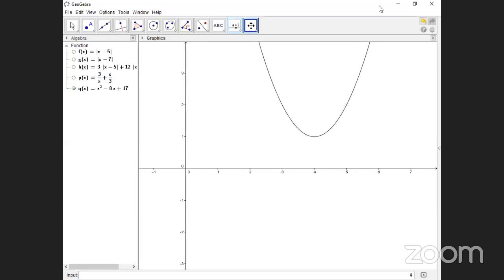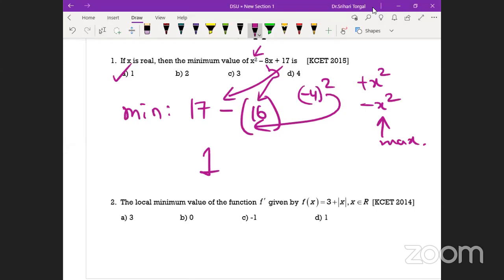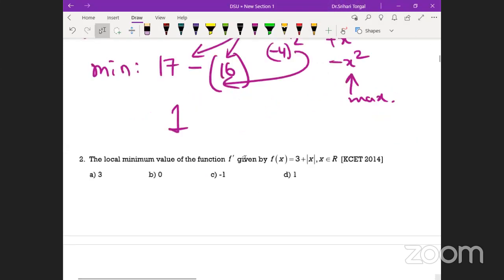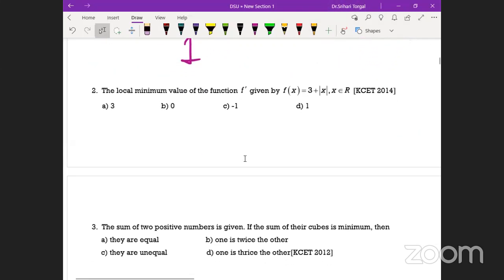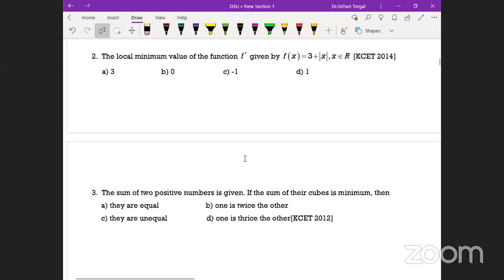Minimum value is 1. Let me move on to the next problem. Local minimum value of the function. Yes, you can answer this. Very easy.